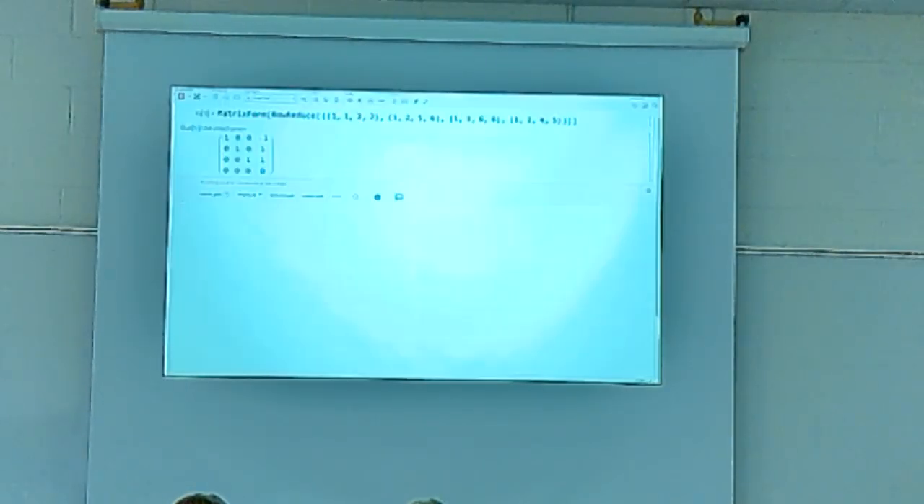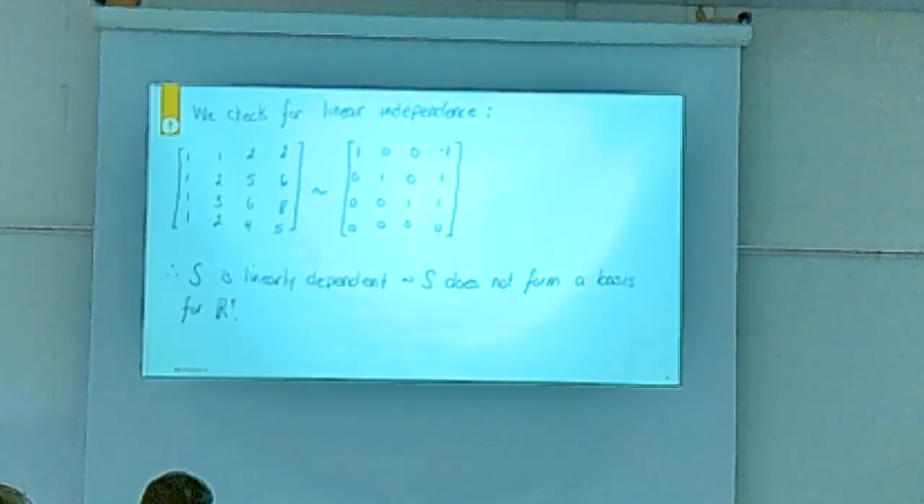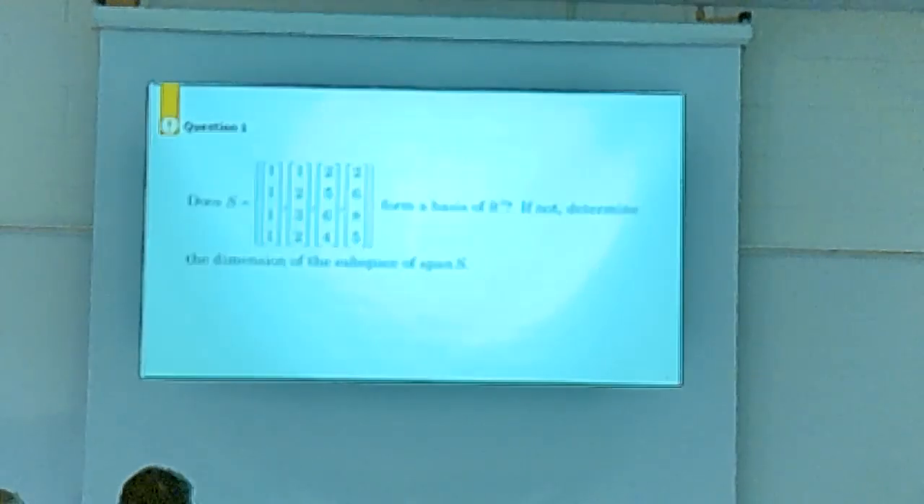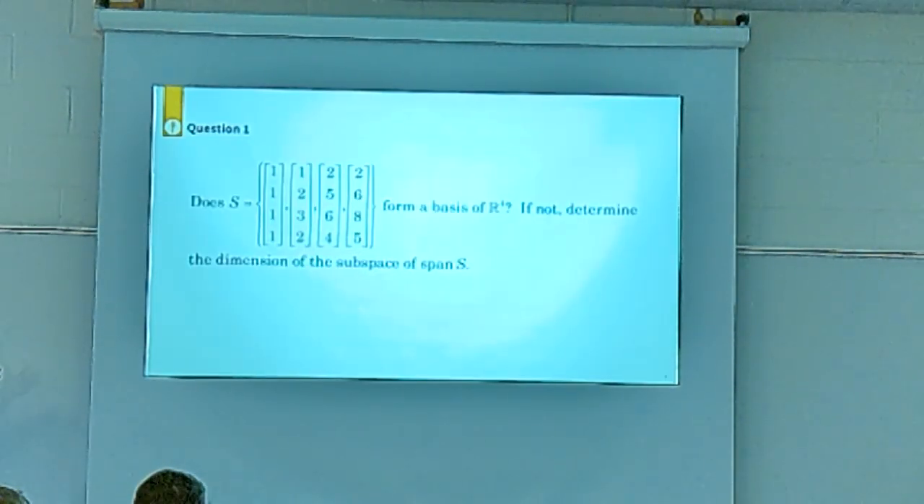Second part was, since it's not a basis, to determine the dimension of the subspace that is spanned by these vectors, right? All right, so we know that this spans some subspace. And we know that because we mentioned last time that the span of a set is a subspace.